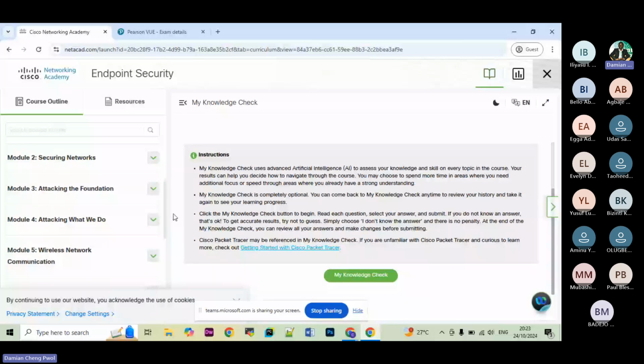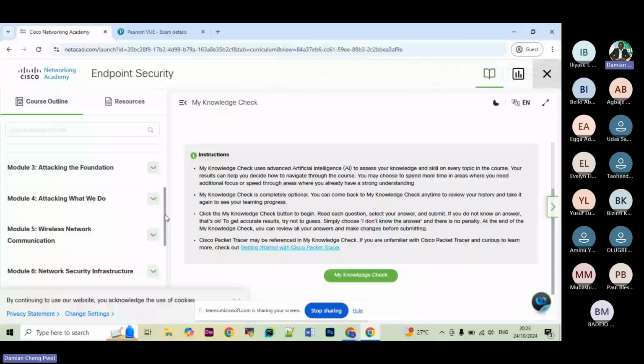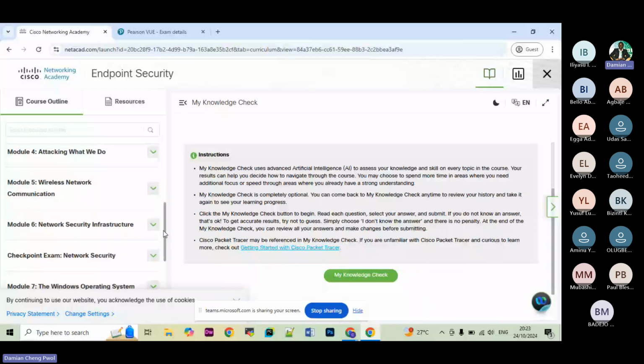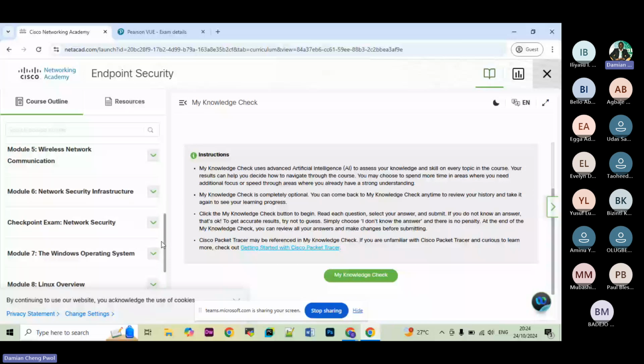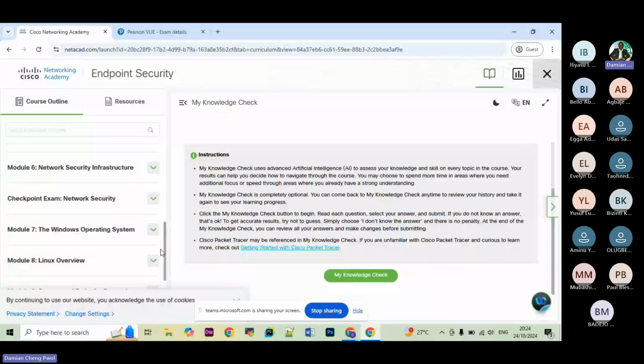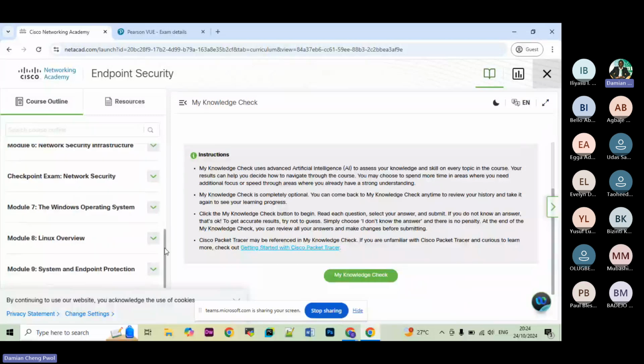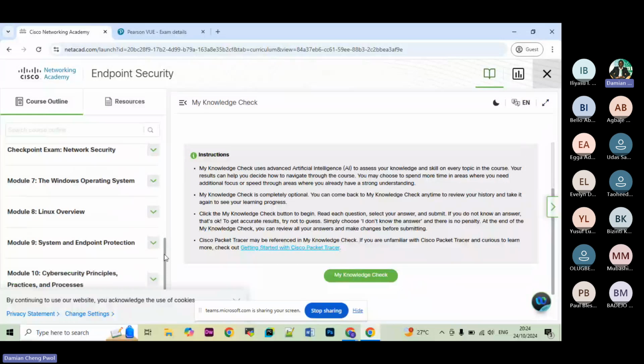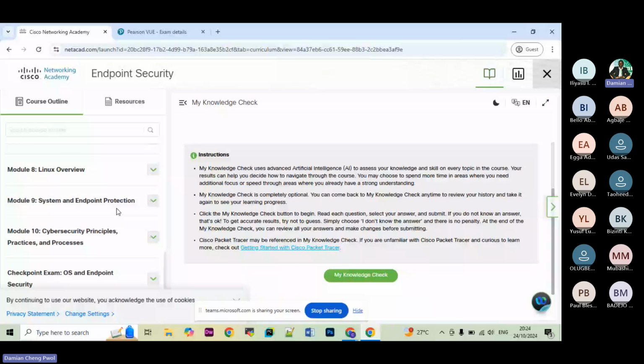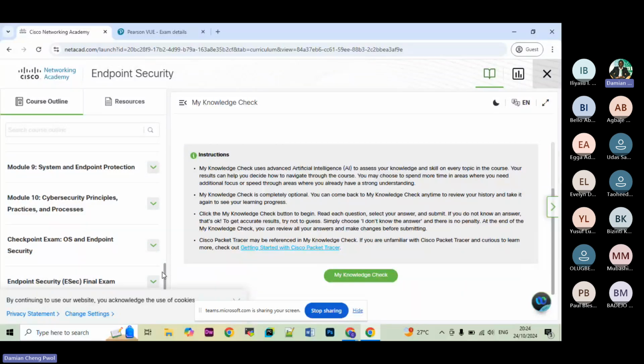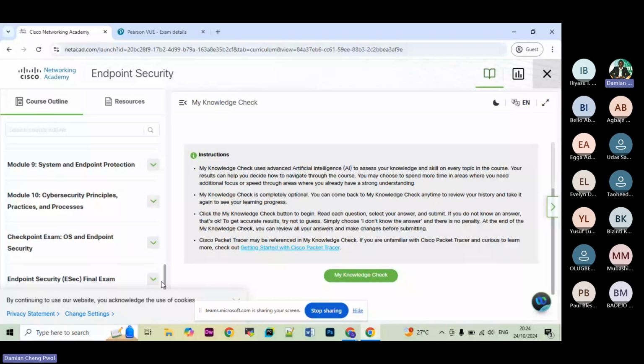Module 3, attacking the foundation. Module 4, attacking what we do. Module 5, wireless network. Module 6, network security infrastructure. Then the checkpoint exam, network security. This is one of the exams you're going to do, so you have to do this. Then module 7, the Windows operating system. Module 8, Linux overview. Module 9, system and endpoint protection. Module 10, cybersecurity principles, practices, and processes. Then you also have another exam, the checkpoint exam, OS and endpoint security.